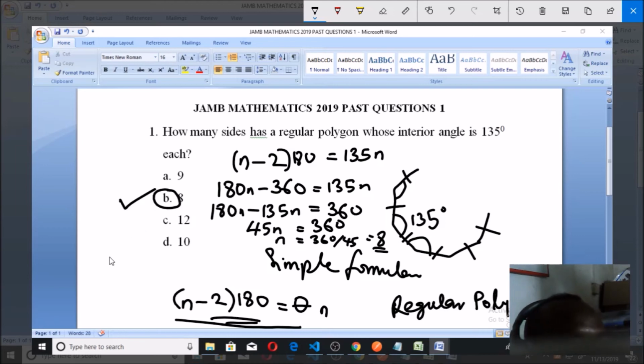So you see, from this question, you've been able to know that the formula for the number of sides of a regular polygon is n minus 2 times 180 equal to the angle theta times n. So when you make n the subject of the formula, you're going to get the answer. So answer is 8.